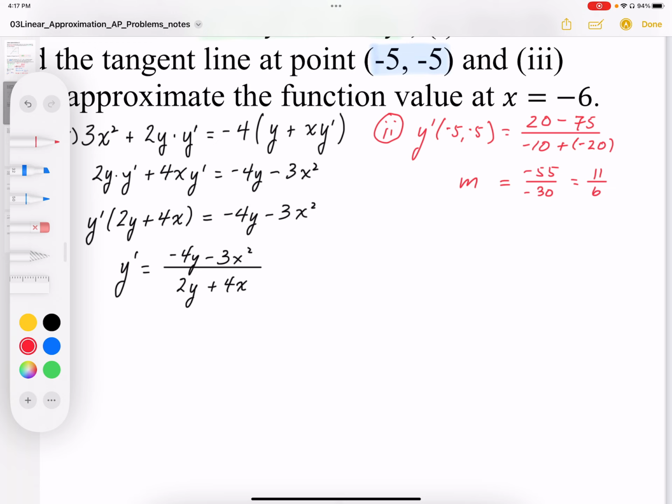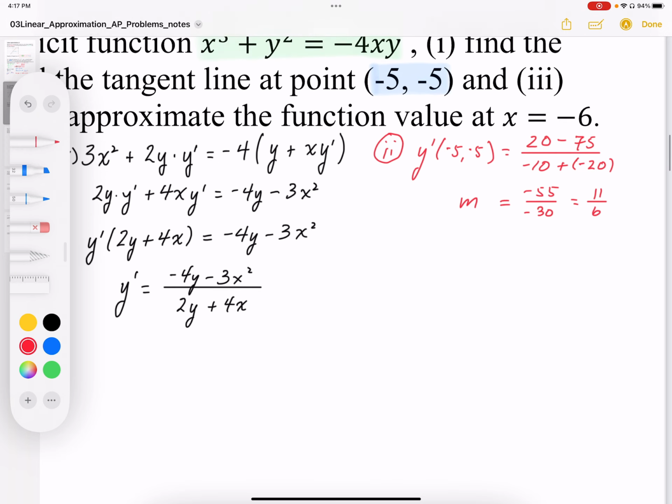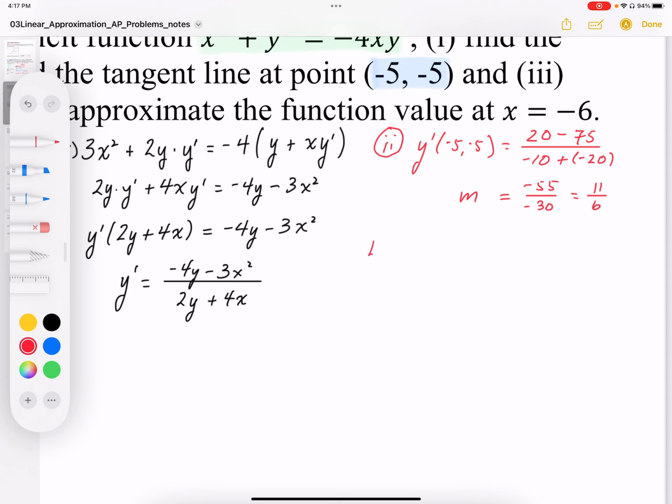Then the equation of the tangent line, to avoid mistaking it with the y of the function, we're going to call this L. So the tangent line, L of x, has slope 11 over 6, times x minus negative 5, so it's going to be plus 5, and then minus 5. And that's our y coordinate. So that reflects our x and y coordinate plus the slope of positive 11 over 6.